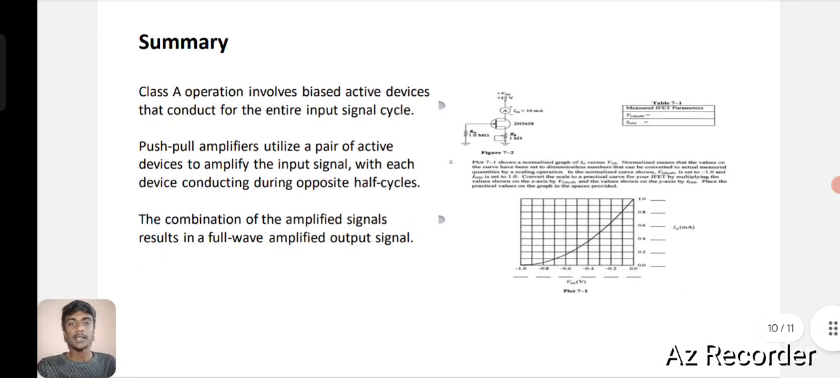Next is the summary. Class A operation involves a biased active device that conducts for the entire input signal cycle. A push-pull amplifier utilizes a pair of active devices to amplify the input signal, with each device conducting during opposite half cycles. The combination of the amplified signals results in a full wave amplified output signal.